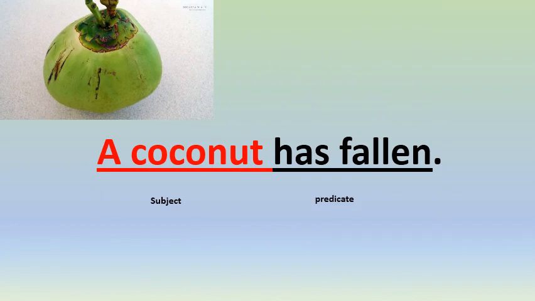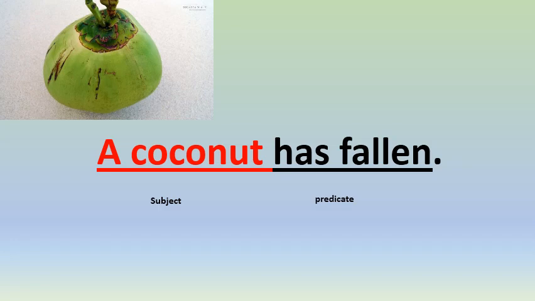A coconut has fallen. Children, what has fallen? A coconut has fallen. We are talking about the coconut. So, a coconut is the subject. What is a subject, children? Subject is generally the person or thing that the sentence is about. This sentence is all about a coconut. So, a coconut is the subject.